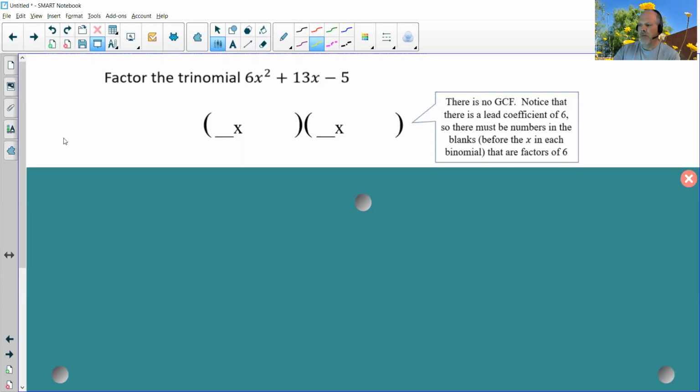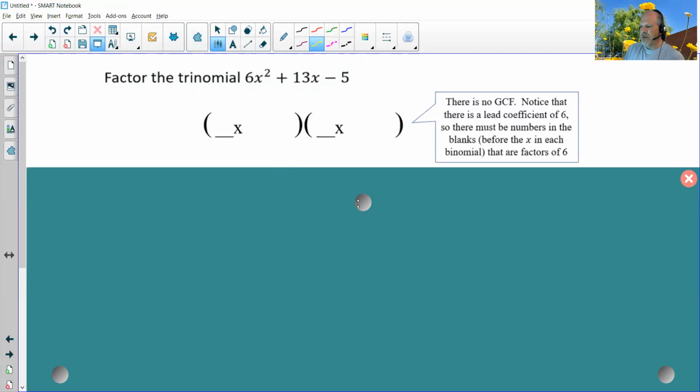The only difference, though, is now where I used to have just an x here and an x here, because x times x equals x squared, notice now it's not just x squared, it's 6x squared. Therefore, I have to have numbers in these blanks before the x, and those numbers have to equal 6. But which numbers do we put? We can put either 1 times 6, or we can put 2 times 3. We can also flip those around and make it 6 times 1, or 3 times 2.